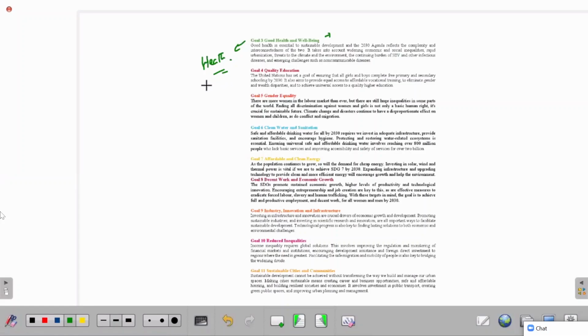Fourth goal is with education. Okay, so 1, 2, 3, 4 is related to actually HDI. Fourth goal is related to HDI.